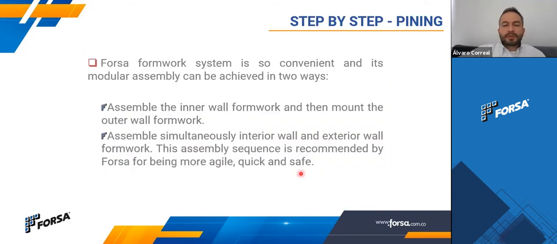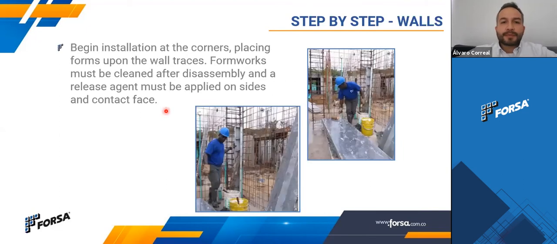Okay, now we are going to start with the process of assembling the formwork. There are two ways of doing this. You can start assembling the inner wall formwork and then the outer one, or you can start with both at the same time. This is the quicker and safer way to do it, and this is the one that we recommend, but it depends on how many people you have, how big is your staff. So you begin your installation at the corners.